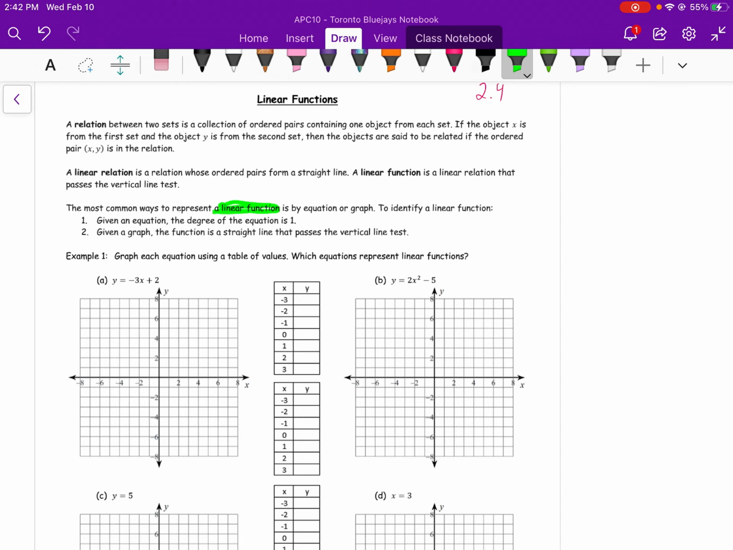There are two ways to do it. One is through an equation. One of them is through a graph. Through an equation, the degree of the equation is 1. So suppose that we have y is equal to x plus 2. The highest exponent for either variable is 1. If this is true, this will form a linear relation.